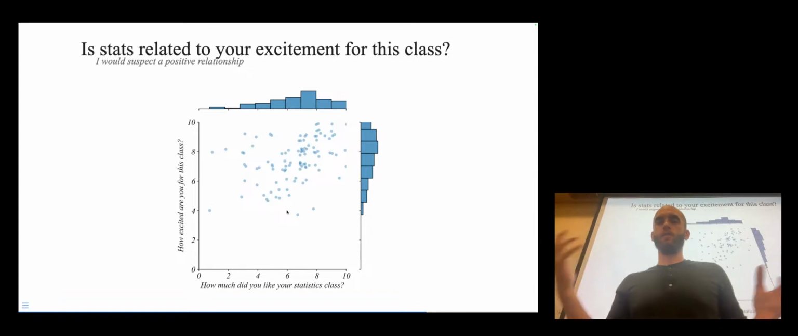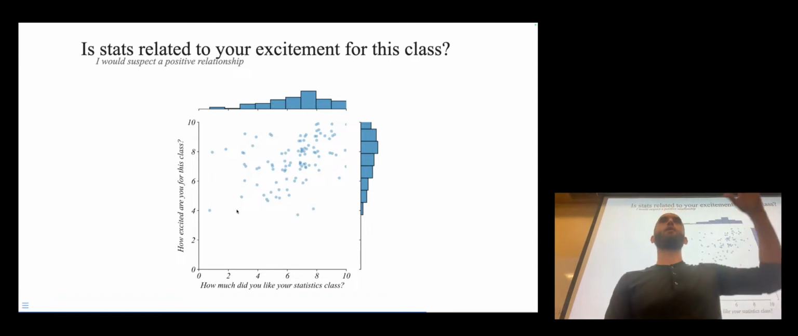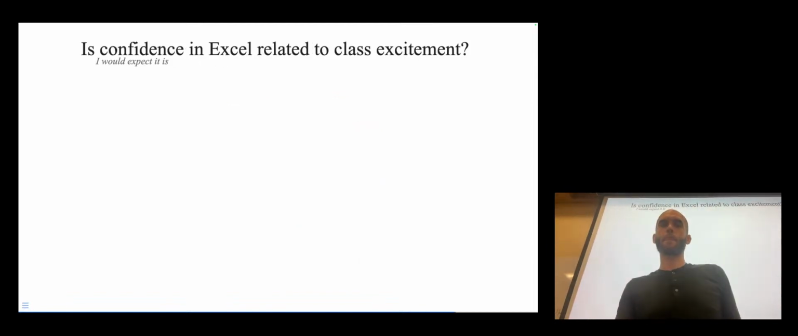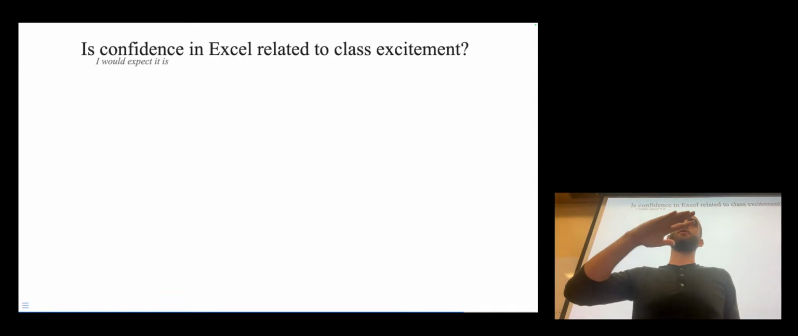or data that sort of is distributed around the central trend. But it looks like generally, if you liked your stats class, you're more excited for this class, although the pattern isn't quite that clear. Okay, and then another thing we might ask is your confidence in Excel related to your excitement for this class?